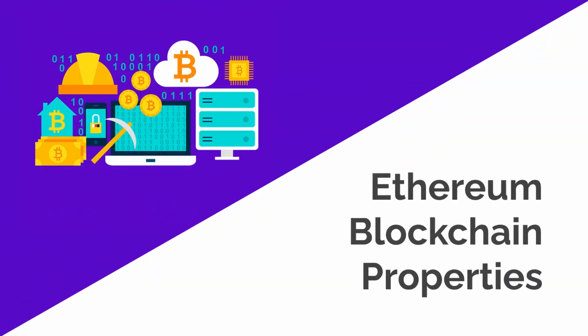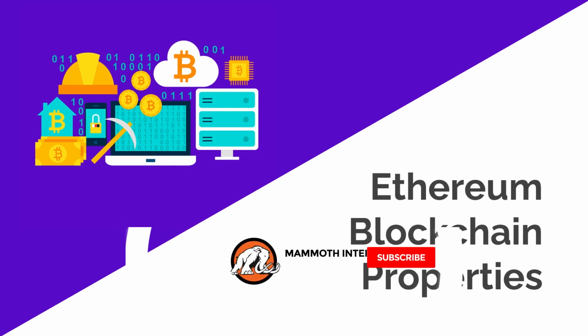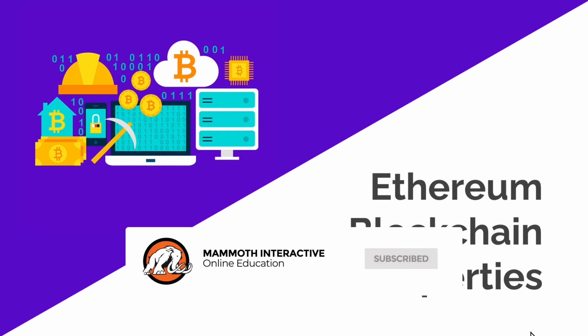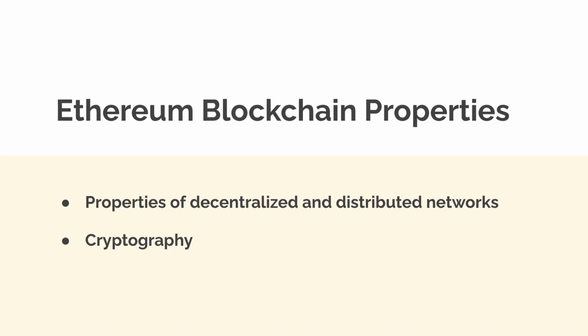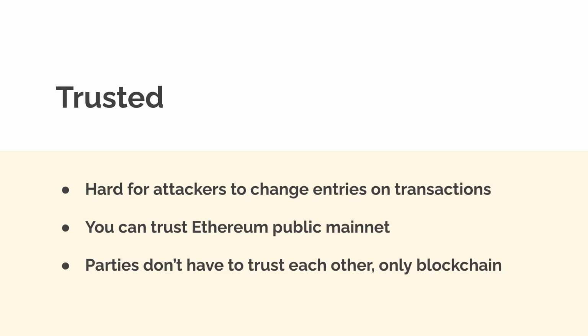Hello, everyone, and welcome back to our course. In this lecture, we're continuing our look at the theory of blockchain. We're going to talk about what are the properties of the Ethereum blockchain, which is one type of blockchain. Well, the Ethereum blockchain shares properties of decentralized and distributed networks. As well, the Ethereum blockchain makes use of cryptography to ensure the safety of transactions.